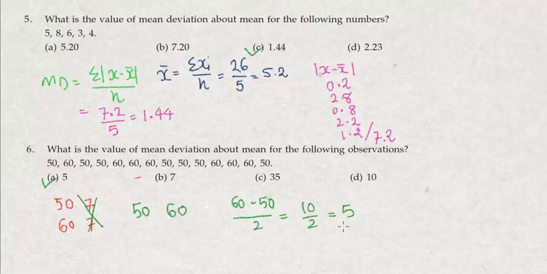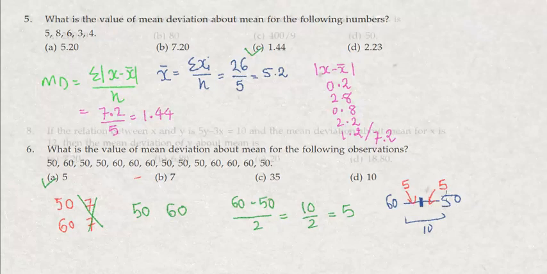This can also be understood like this: 60 and 50, the distance between the two is 10. If I just have to find the average distance, then naturally the average distance on either side is going to be 5. So this is nothing but our mean deviation: how far away an observation is from the mean. This is my mean deviation.